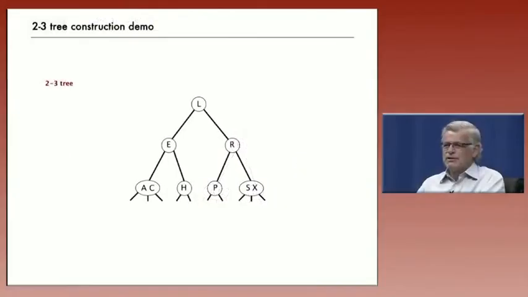So those local transformations, converting a 2-node to a 3-node, or converting a 3 to a 4, and then splitting and passing a node up, those are the only operations we need to consider to get balance in our search trees.